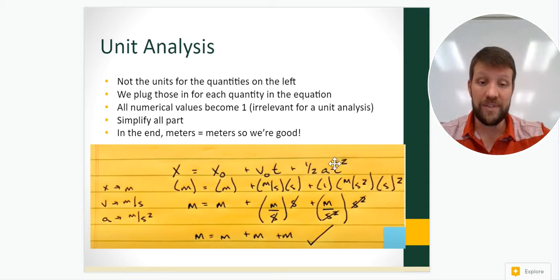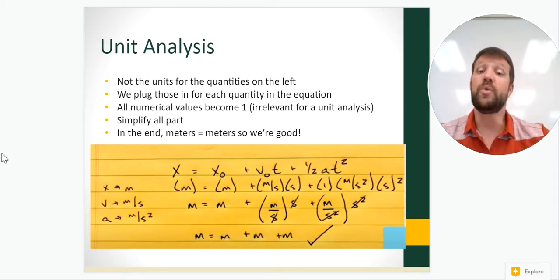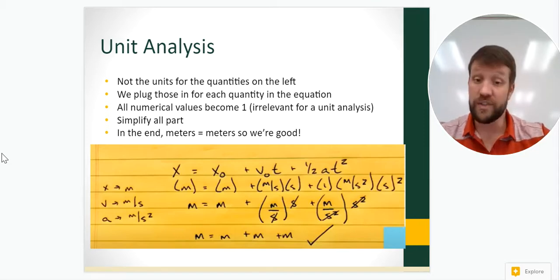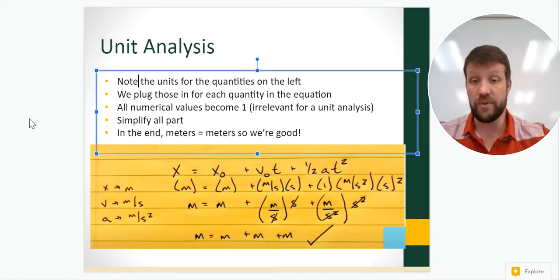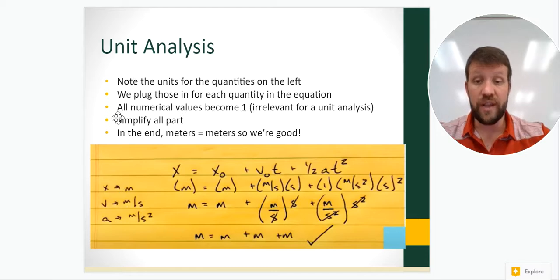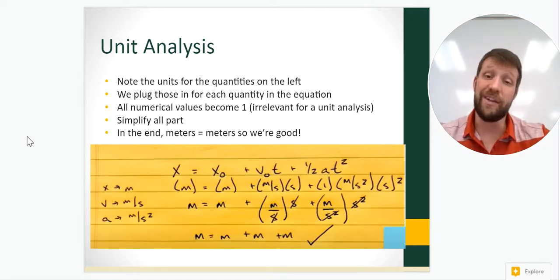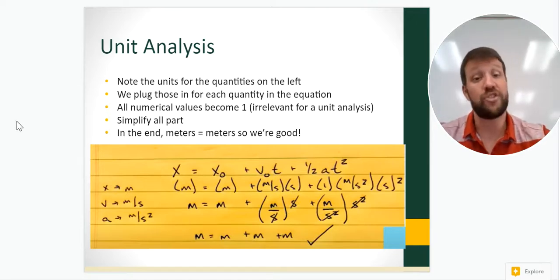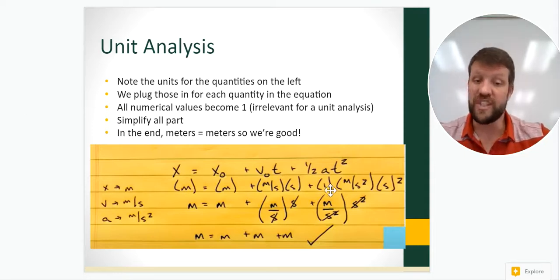Time in seconds over here, we see time in seconds getting plugged in. The way we do a unit analysis for an equation to make sure that it works is to note the units for the quantities on the left, so we've got our units right there. We're going to plug those in for each of the quantities, okay? So instead of x, well, x is measured in meters, I'm going to put meters. X measured in meters. Velocity, meters per second, times seconds. I'm just plugging in the units for each of those different quantities. Any numerical values, like this 1/2, just becomes 1 because it's irrelevant for a unit analysis. We're not actually trying to find a final answer here. We're just trying to make sure the units will work. And so I would just plug in 1, just to get rid of that completely.